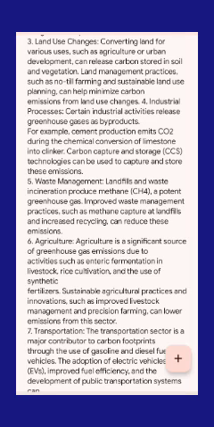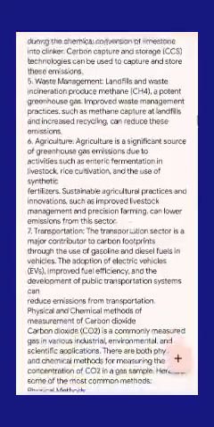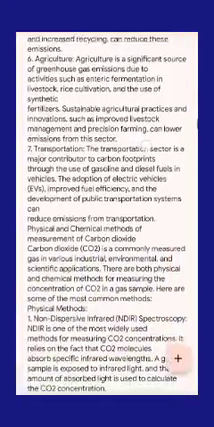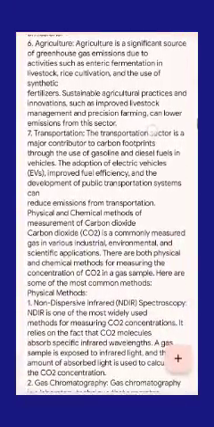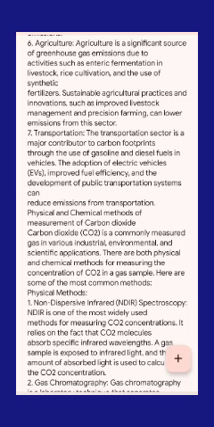6. Agriculture. Agriculture is a significant source of greenhouse gas emissions due to activities such as enteric fermentation in livestock, rice cultivation, and the use of synthetic fertilizer. Sustainable agricultural practices and innovations, such as improved livestock management and precision farming, can lower emissions from this sector.